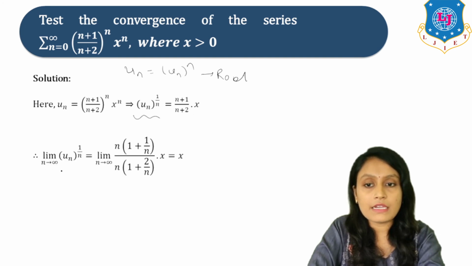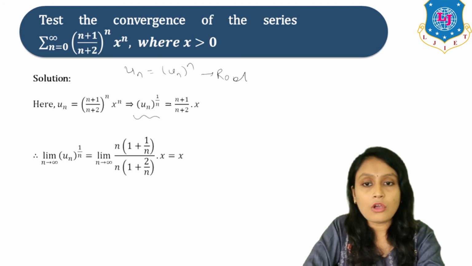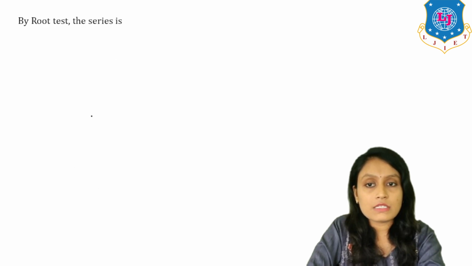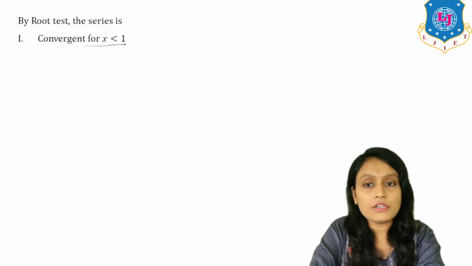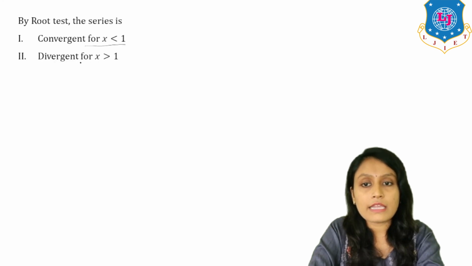Now we will find the limit as n tends to infinity of un raised to 1 upon n. Okay, so take n common from numerator and denominator. So you will get n into (1 plus 1 upon n) upon n into (1 plus 2 upon n), into x. This n will get cancelled and these two terms go to 0 as n tends to infinity. So what remains is x. Okay, so by the root test we can say that the series is convergent for x less than 1, it is divergent for x greater than 1, and the test fails for x equal to 1.